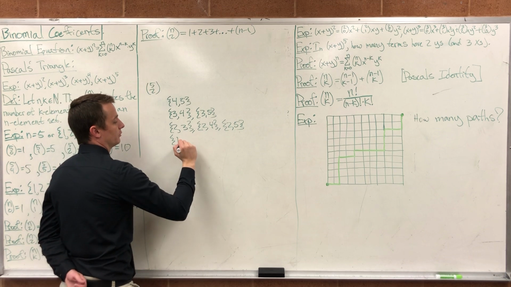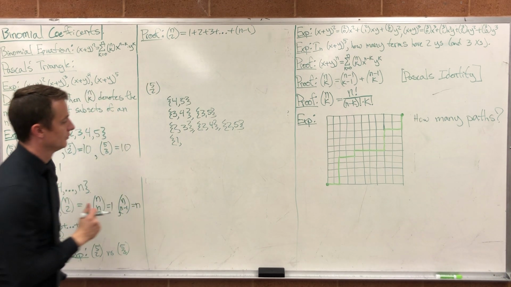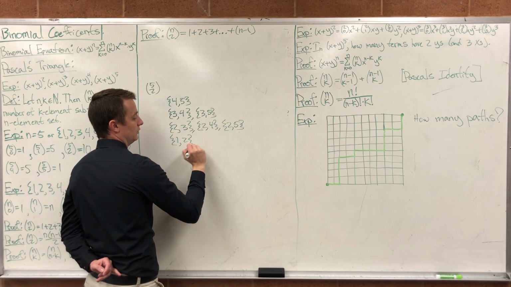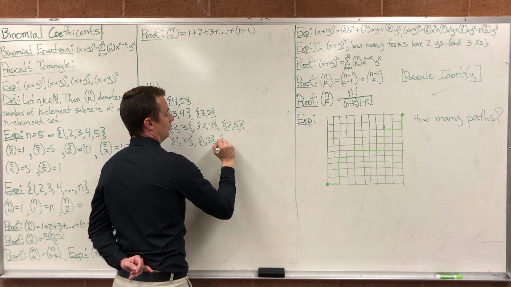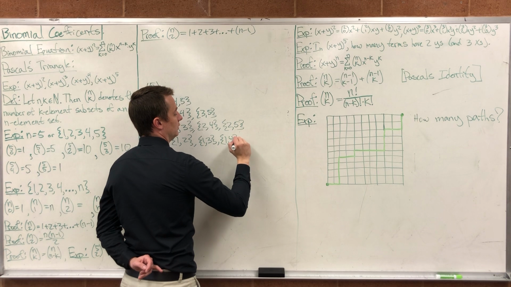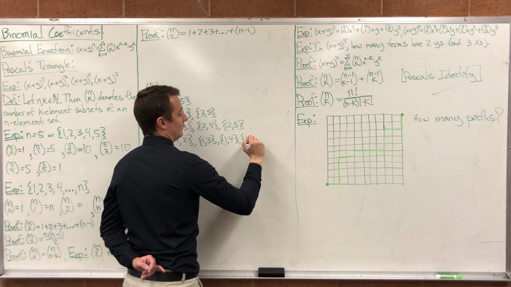Okay, what about if 1's our smallest element? 4. I can do 1, 2. I can do 1, 3. I can do 1, 4. And I can do 1, 5. And that's it, right?